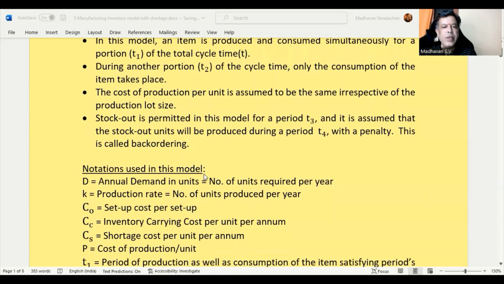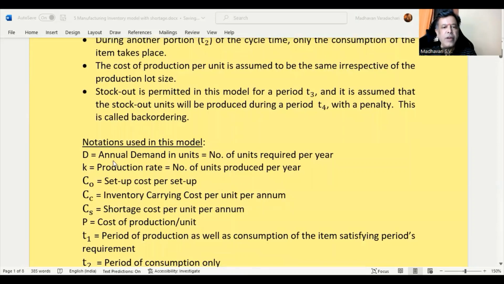And what are the notations being used in this model? Here we use capital D for annual demand, which is nothing but the number of units required per year. And K, small k, is the production rate, which is the number of units produced per year. Most of the notations are the same as what we had seen in the earlier manufacturing model without shortages, except that the additional one here will be Cs, which is shortage cost per unit per annum. And Co is considered to be the setup cost per setup. Cc will be the inventory carrying cost per unit per annum. And capital P is the cost of production per unit.